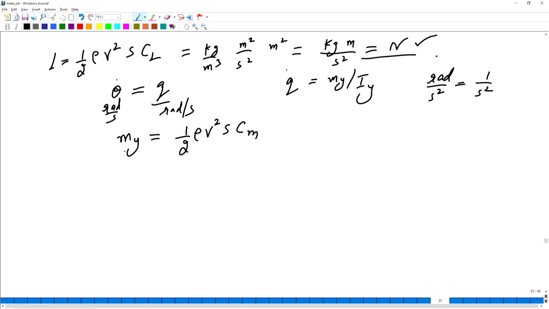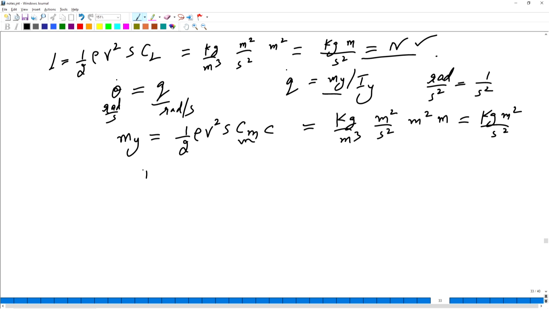Now, let us see what is the unit of My in this case. Moment about y axis, half rho V square S C into CM. Again, density is in kilogram per meter cube. Velocity is meters per second. So we have meter square per second square. Area is in meters square. CM does not have any unit. C is chord, which is given in meters. So we have kilogram meter square per second square.